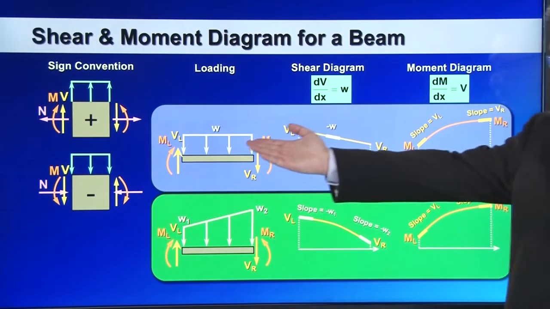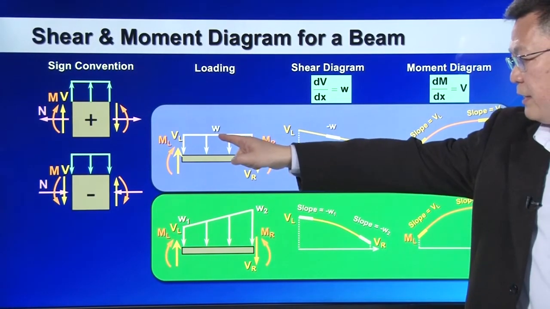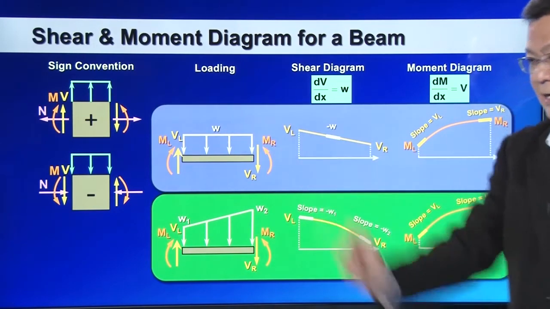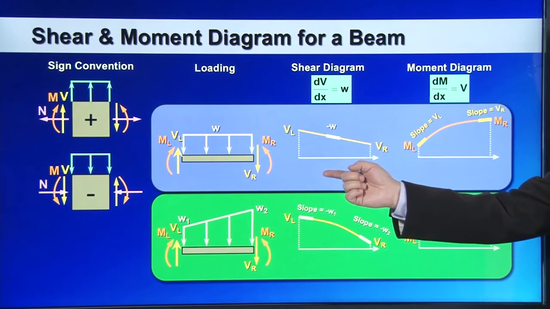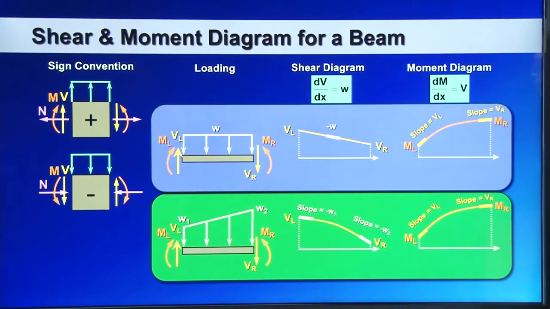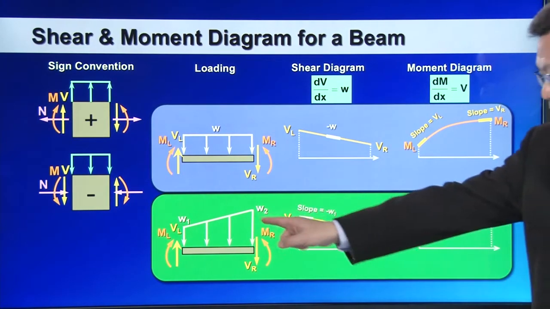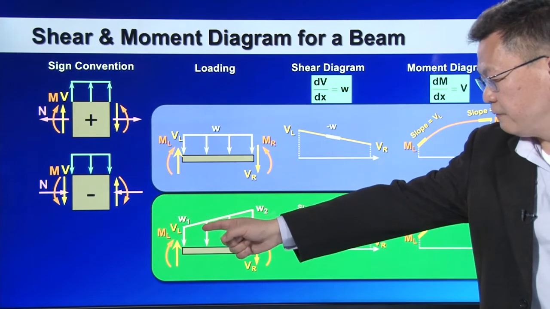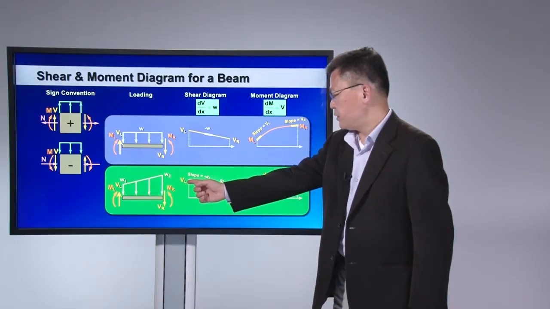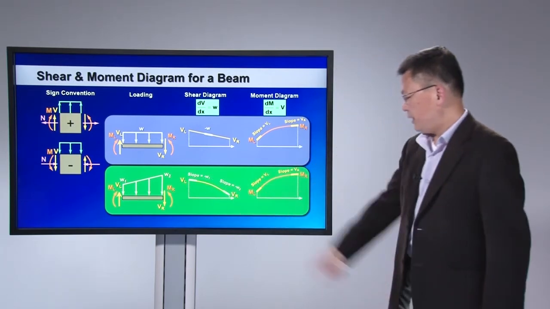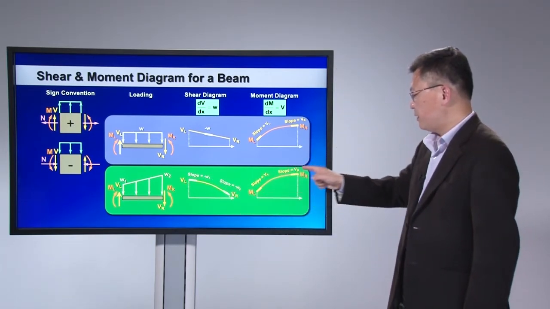Using this as an example, this is a case where the distributed force is a constant. So the shear force will be one order higher than that, which is first order, and the bending moment will be a second order polynomial. In the second case, the loading is first order. So you see that the shear force becomes second order and the bending moment then becomes third order.